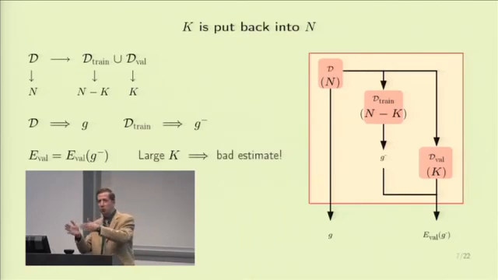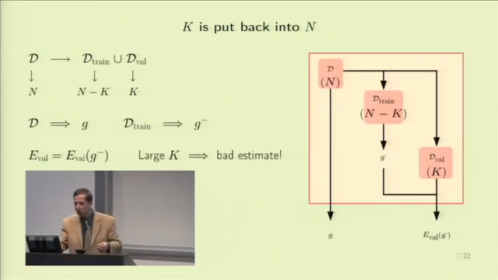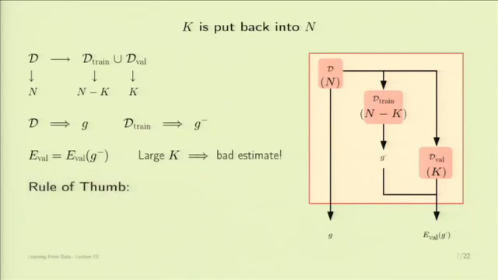We don't want K to be too small in order not to have fluctuations. We don't want K to be too big in order not to be too far from what we are reporting. Okay? And as usual in machine learning, there is a rule of thumb. And the rule of thumb is pretty simple. That's why it's a rule of thumb. It says take 1/5 for validation. Okay? That usually gives you the best of both worlds.